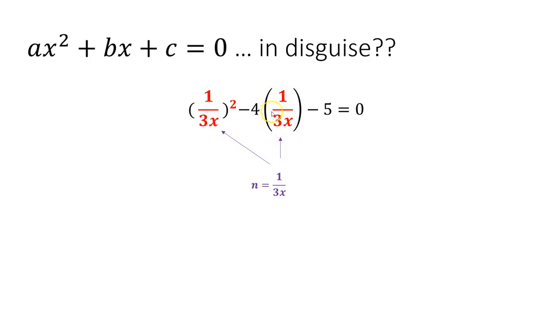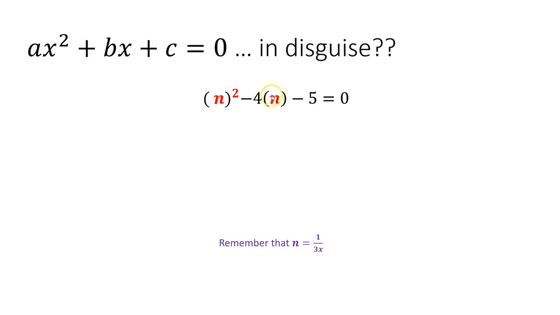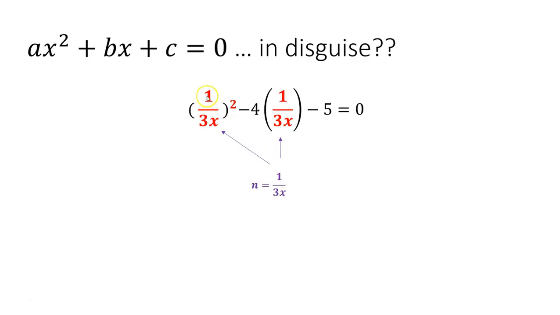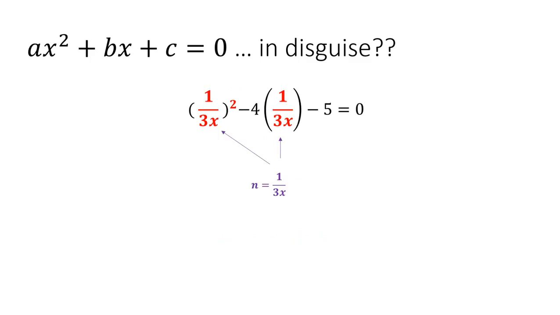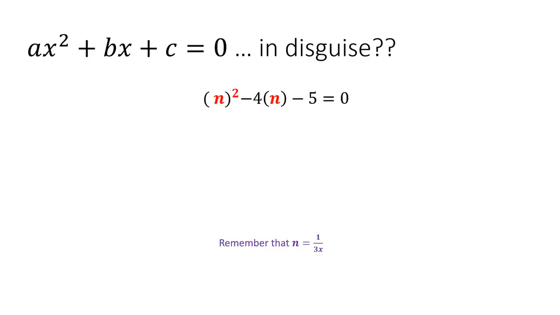We did have 1 over 3x in the middle. Now it's N, because N is 1 over 3x. We did have 1 over 3x, the whole thing squared. Now it's N squared, because N is 1 over 3x. So that's the difference. What it used to look like, what it looks like now with N inside. And again, this is much easier to solve.